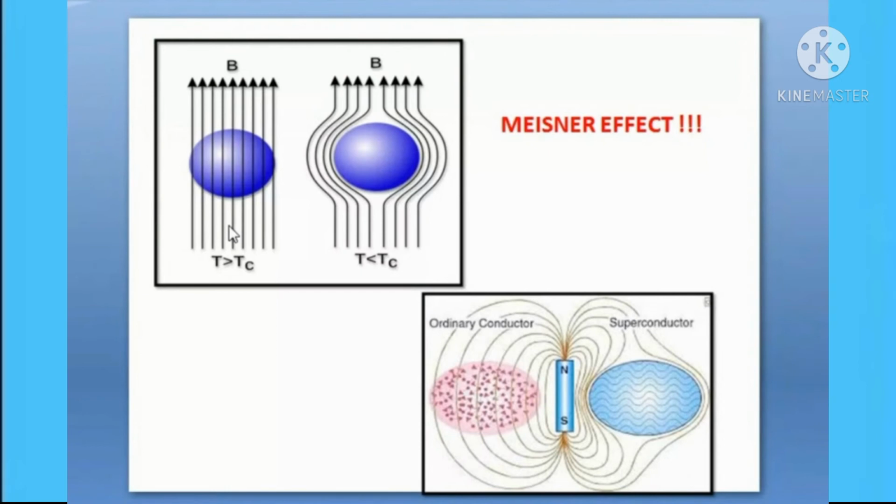Now the conditions for the Meissner effect to occur: first, if the external magnetic field is made so strong that it prevents a transition to the superconducting state, then the Meissner effect does not occur. That is, the strength of the magnetic field is not allowing the material to go into the superconducting state, and if it is not going into the superconducting state, then the Meissner effect will not occur.